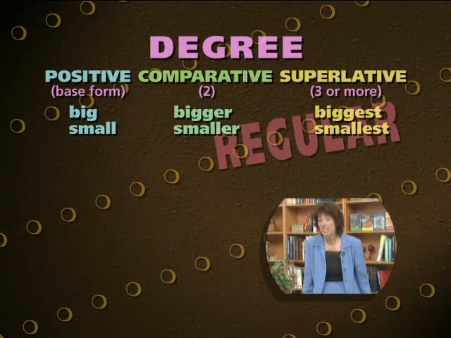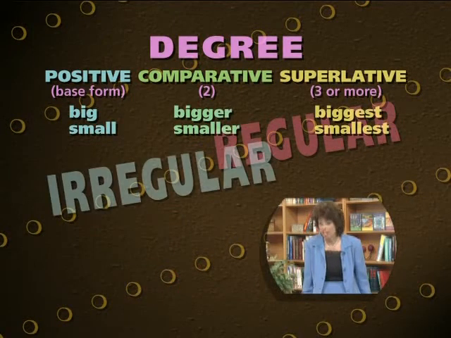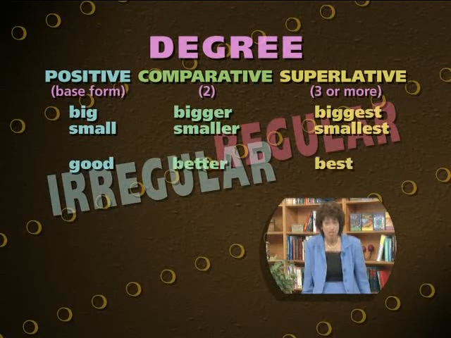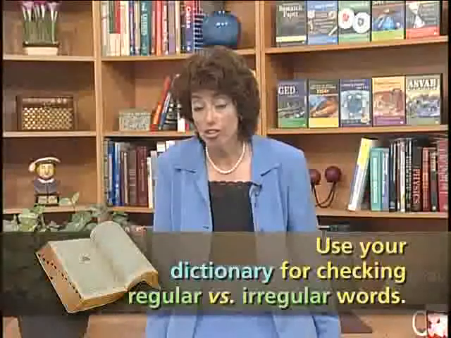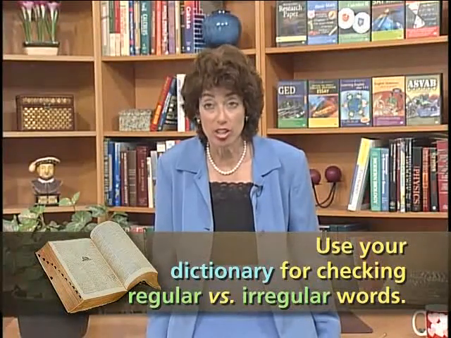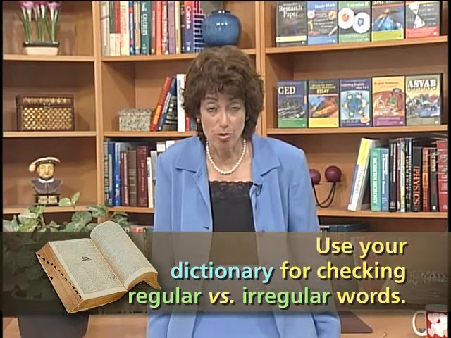However, we do have some irregular comparisons. If good were regular, it'd be good, gooder, goodest, or good, more good, most good. We don't do that. We have good, better, and best. If bad were regular, it'd be bad, badder, and baddest. Not correct. We have bad, worse, and worst with a T. If you're not sure if the word is regular or irregular, look it up in the dictionary and it'll have the forms for you. So now what I would like you to do is pause the program and choose the best word for each blank from the options given. Then come back.